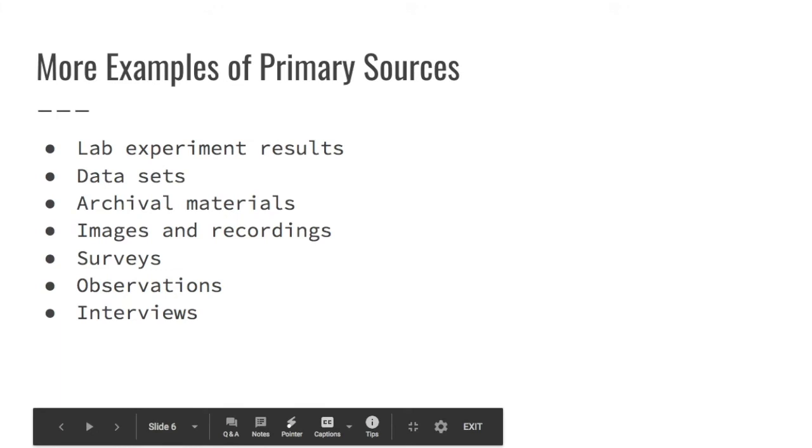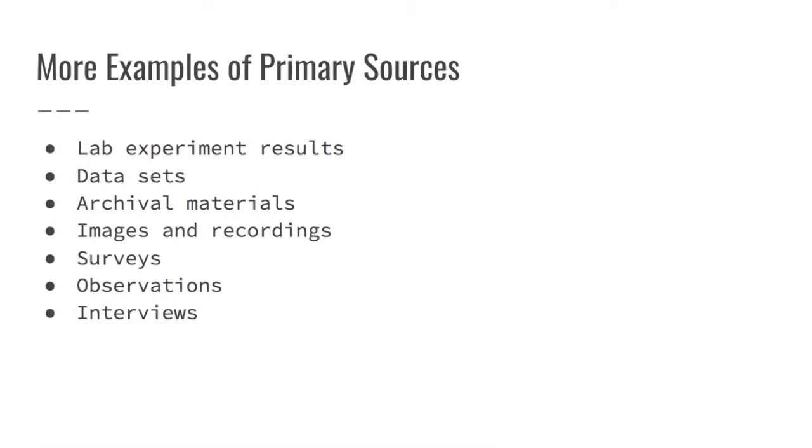So here are a few more examples of some common primary sources that you might find or use as evidence to support an argument. The first one listed is the results of a lab experiment. So this would be used probably in the more hard sciences disciplines. Then there's also data sets. Maybe you would use that in economics, for example, maybe social sciences.